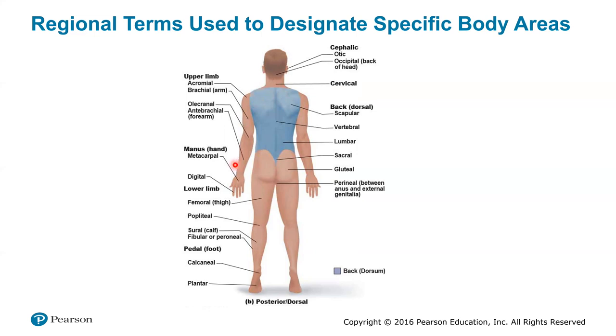Now, in the upper limb, we have acromial, the same as we saw on the anterior view, and brachial, the same, so that's posterior brachial, posterior antebrachial, but over here we have olecranal. Now we have metacarpal, digital, right? And that's your manus and pollex, of course. On the lower limb, we have femoral, posterior femoral, popliteal, sural, fibular or peroneal, and in the pedal area, we have calcaneal and plantar.